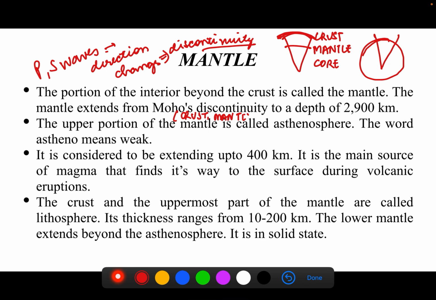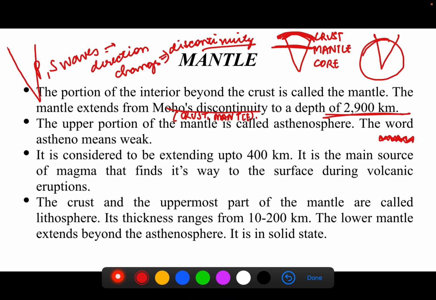So mantle lies below the Moho discontinuity, that is between crust and mantle, and it lies till the depth of 2900 kilometers. The uppermost portion of mantle is called asthenosphere. The word astheno means weak. We have seen in the video that it is something like this jelly-like structure, which is asthenosphere.